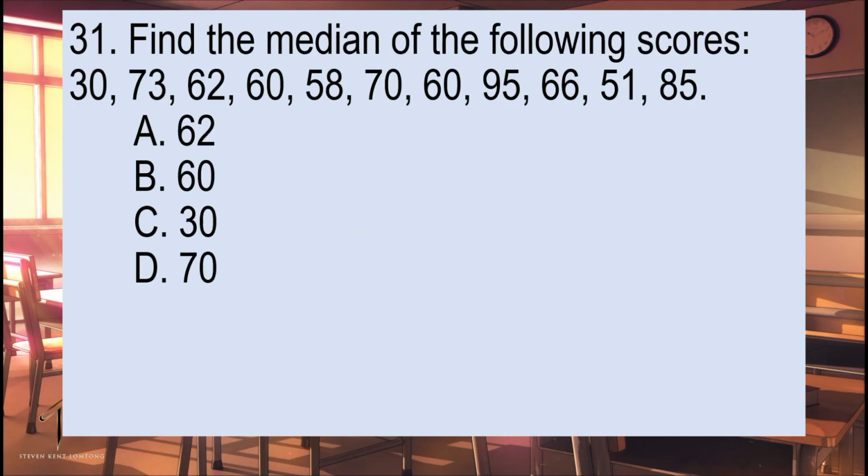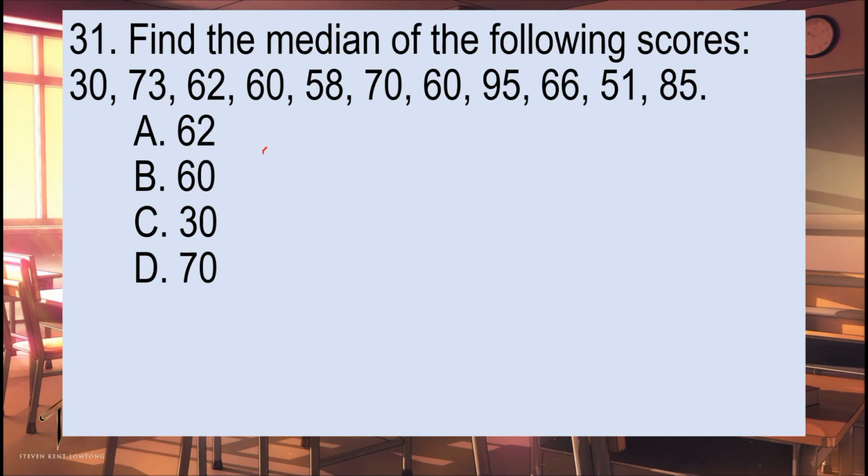Yan. So question number 31, find the median of the following scores. We have 30, 73, 62, 60, 58, 70, 60, 95, 66, 51, and 85. So, median, as I've said earlier, it is the middle value. And in order for us to get the median, we have to arrange this set of numbers from lowest to highest first.